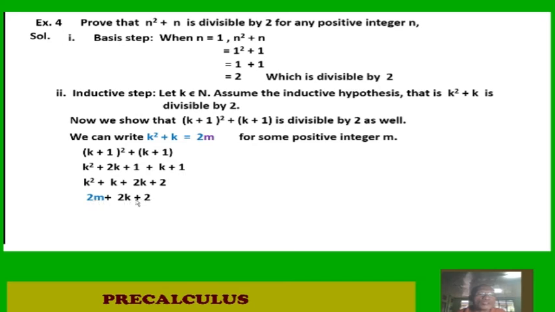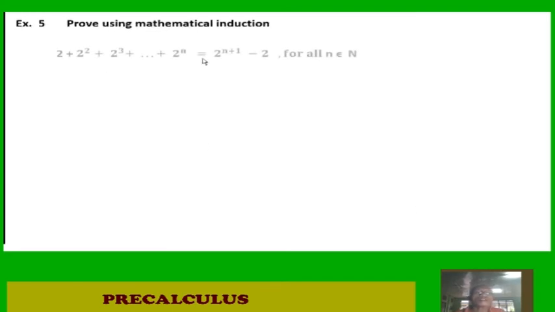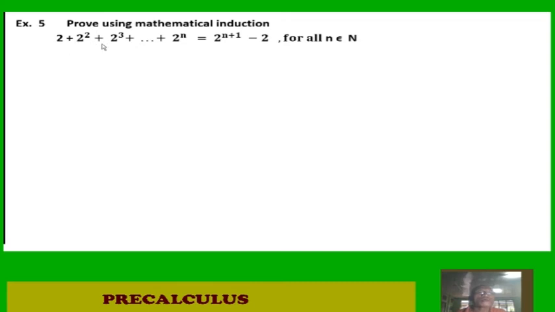2 is common in each term, so factor out 2. So where m and k are positive integers, this quantity, or this expression, is divisible by 2. This proves that k plus 1 squared plus k plus 1 is divisible by 2. Okay, next example. Prove using mathematical induction: 2 plus 2 squared plus 2 cubed plus up to 2 to the n equals 2 to the n plus 1 minus 2 for all n element of natural counting numbers.